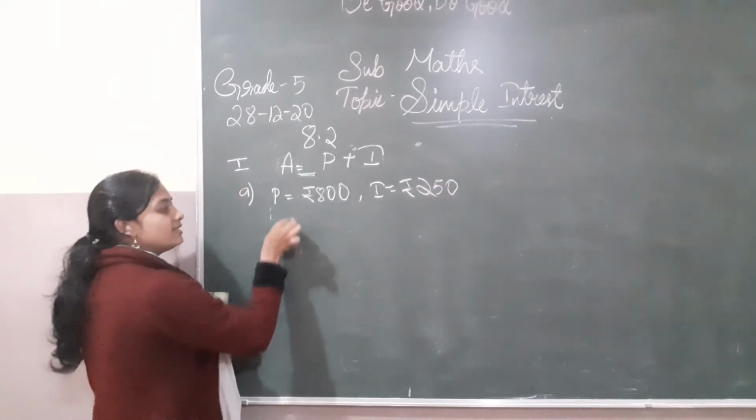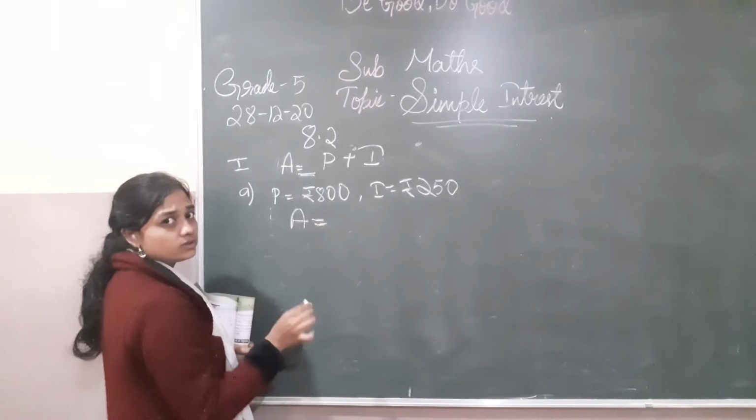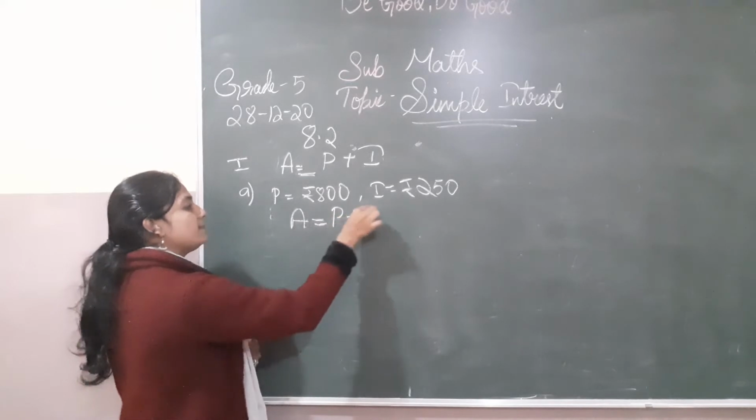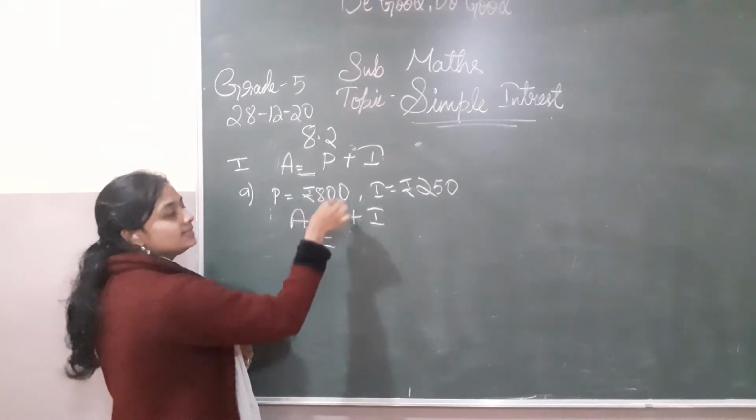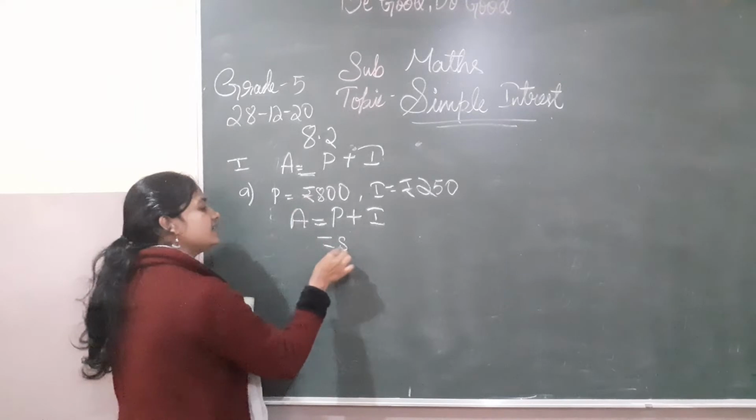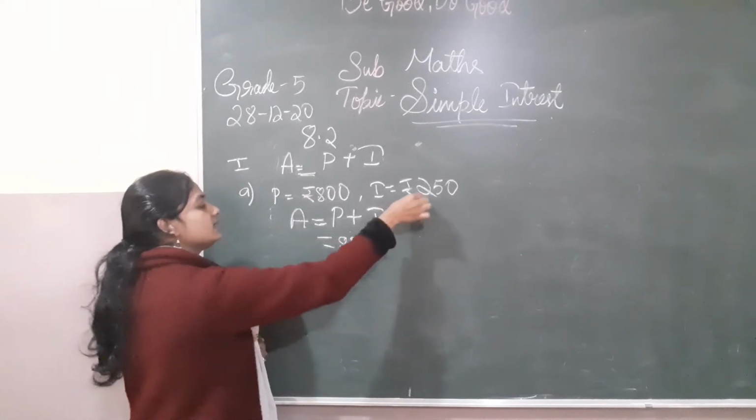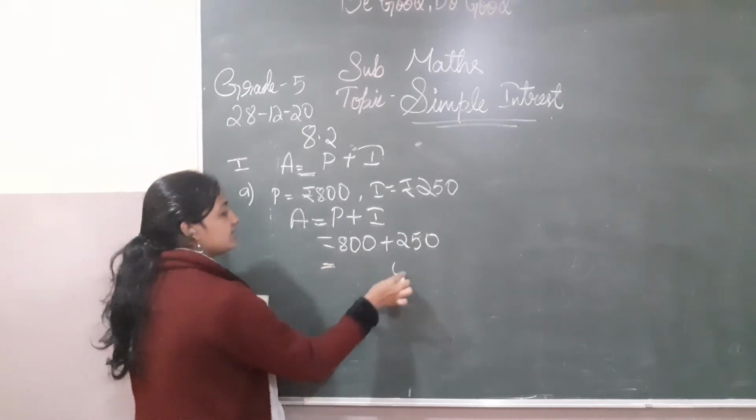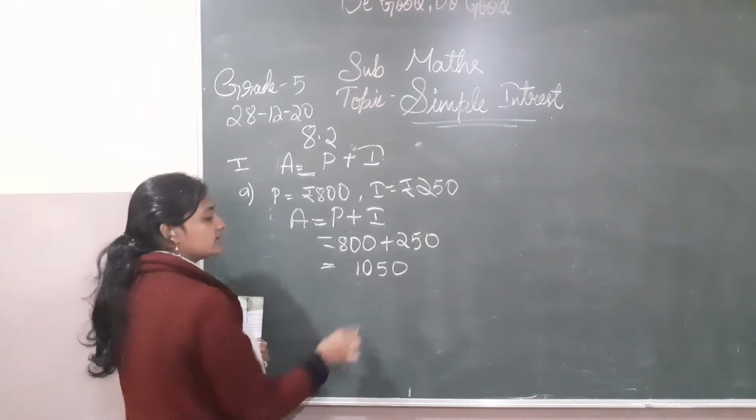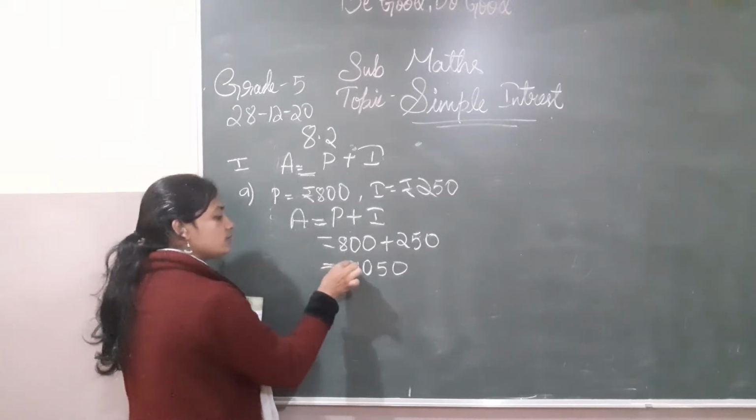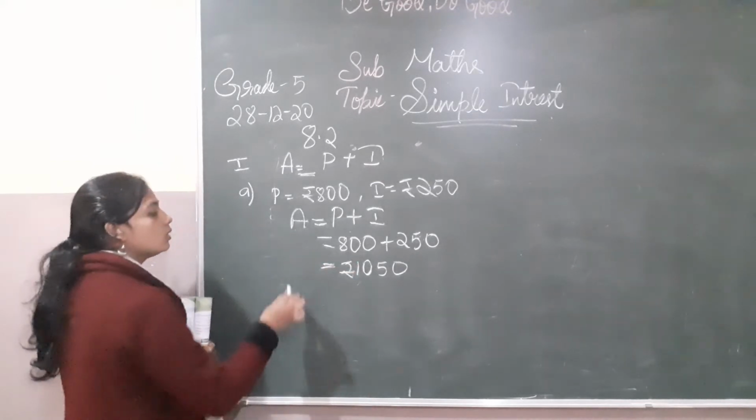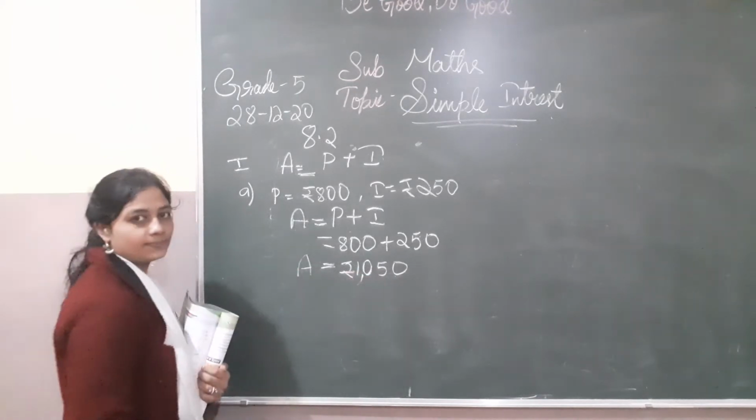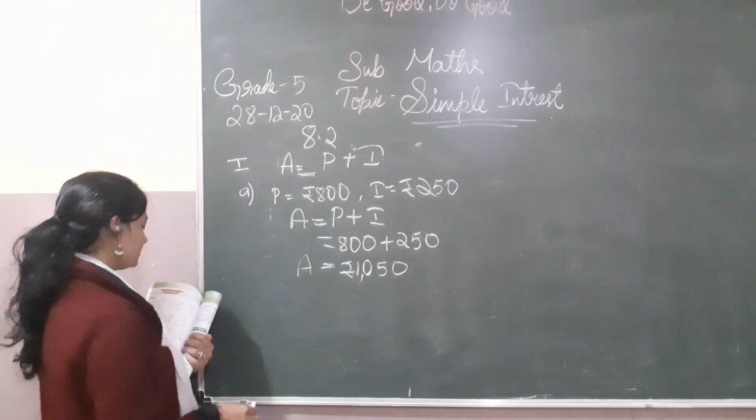So let's first write the formula for all the sums. Wherever you write the sum, first write the formula. A is equal to P plus I. Then write the numbers for that. P is 800 plus I is 250. Now add them. You get 0, 5, 10. And because amount is in rupees, I should write the rupee symbol also. So the amount is 1150 rupees. So let me show one more sum of the same type.